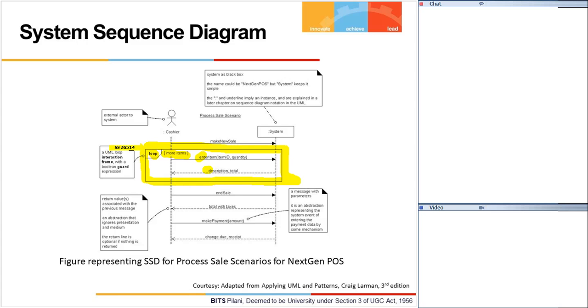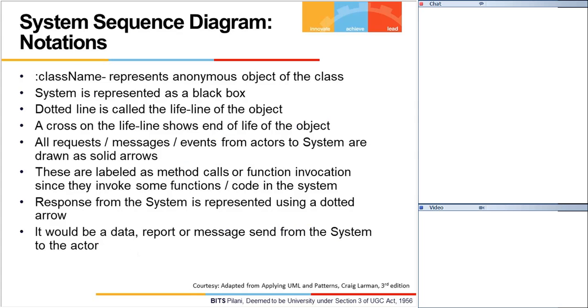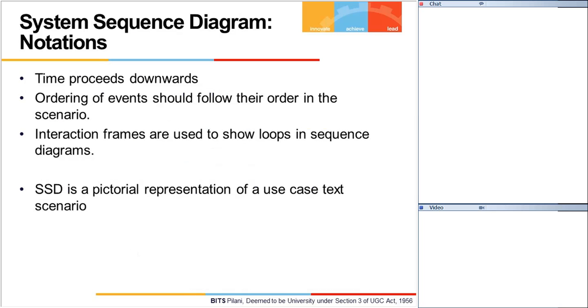So in this next generation point of sale scenario, the cashier enters an item, the system displays the total, then again the cashier enters the item and the system displays the total, and this goes on till more items are there to be added, and then finally the cashier gives an end sale request to the system, right? So this is how a loop is represented.